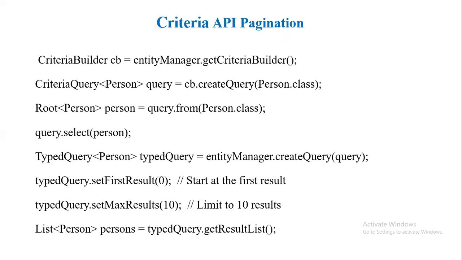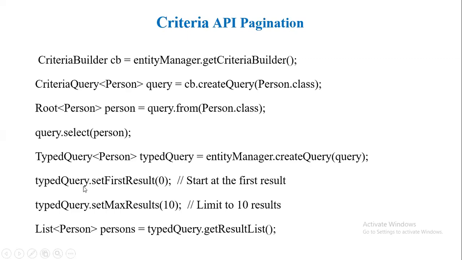The same we can apply with the criteria builder. In criteria builder, we create an object called cb equal to entityManager.getCriteriaBuilder. We have already discussed this. CriteriaQuery Person query equals cb.createQuery(Person.class), and Root creates a root as person. This person object is equal to query.from(Person.class). Here query.select selects the person objects, and TypedQuery Person typedQuery equals entityManager.createQuery(query).